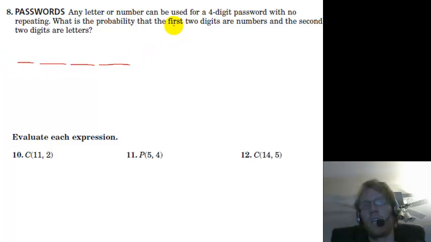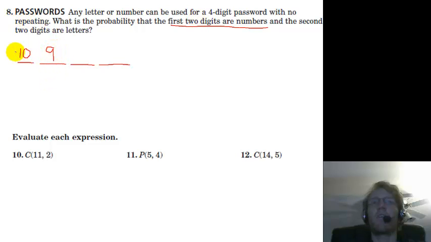So it says the first 2 digits are numbers. So how many different numbers could I put here? Well, the options are 0 through 9, which means there's 10 options total. So that first number, there's 10 different things it could be. Then the second one has to be a number also, but it says no repeating. So that second one, there's only 9 numbers left, because whichever number I used here, I cannot use here.